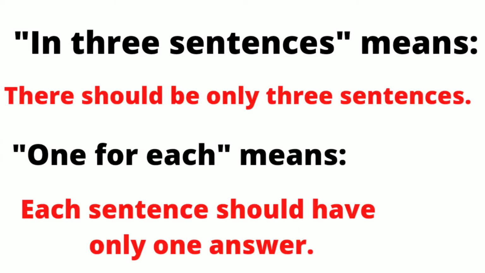Another phrase or terminology that is usually used in the framing of the question is 1 for each. So when we say in 3 sentences, 1 for each, what do we mean by 1 for each? This is the meaning. We mean that you must write 3 separate sentences for your answers, and each answer must have 1 sentence for it. So if you're going to write 3 answers, the first sentence should contain the first answer, the second sentence should contain the second answer, and the third sentence should contain the third answer.